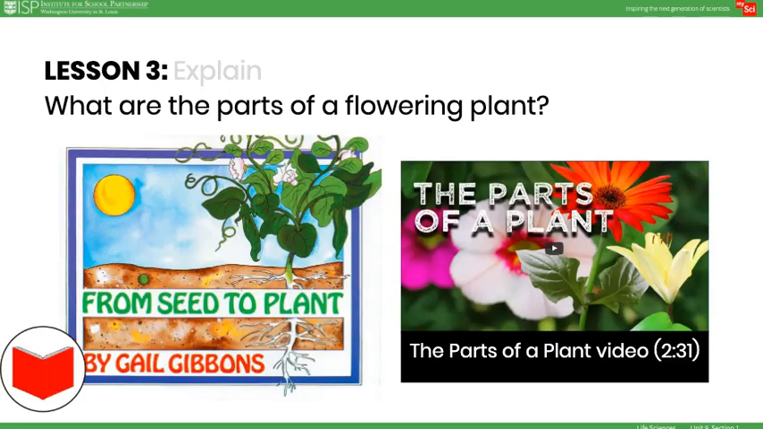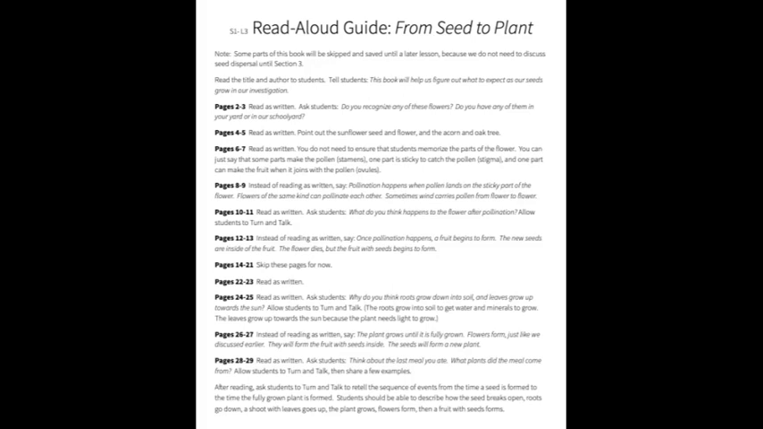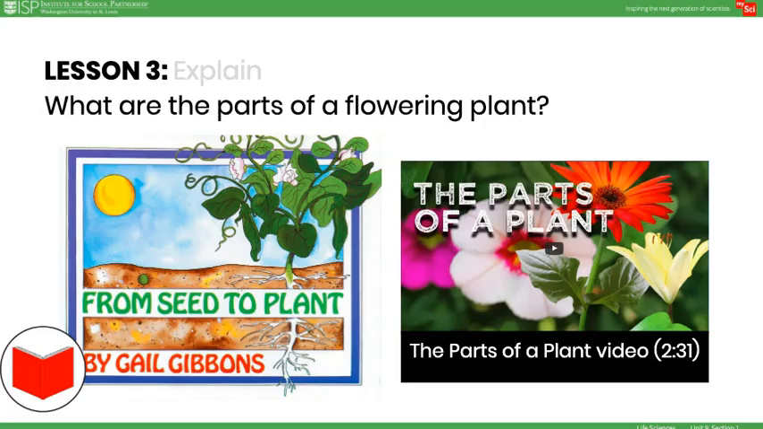In the Explain, gather students for a read-aloud of the text From Seed to Plant by Gail Gibbons. A read-aloud guide is provided on teacher page 11. As you read, point out different parts and functions of a plant, including seeds, flowers, roots, shoots or stems, and leaves. Ask what parts of a plant they read in the text that can also be observed in their own plant experiment. What other parts might they observe later? Give time for students to turn and talk.